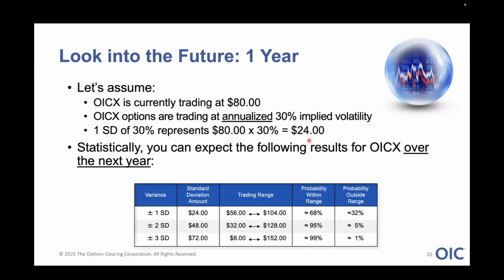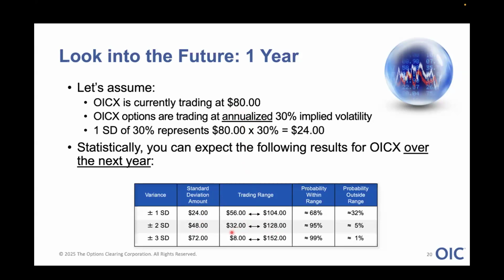Now, if we want to know what the 2 standard deviation move, or the 2 sigma move, as some traders call it, you simply double this $24 number. So if you double 24, that gets you to 48. So for the 2 standard deviation move, we do the same exercise. We take 80, we add 48, that gets us to 128. We take 80, we subtract 48, that gets us to 32.